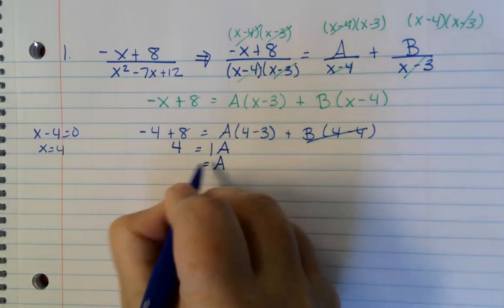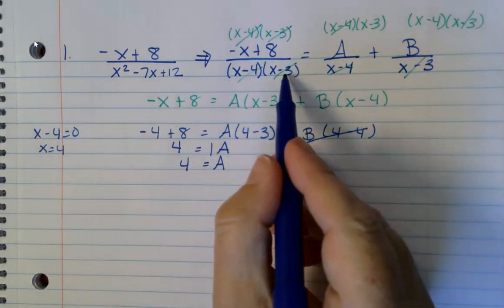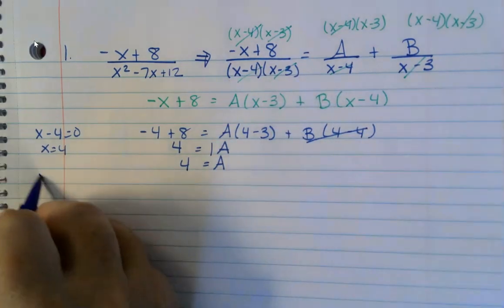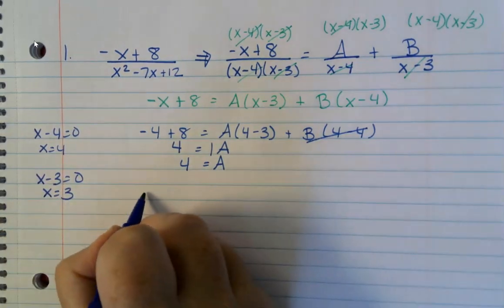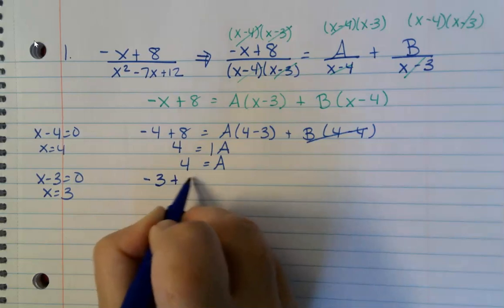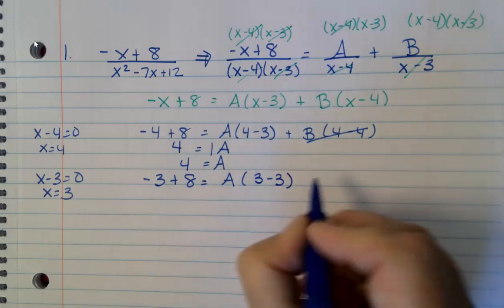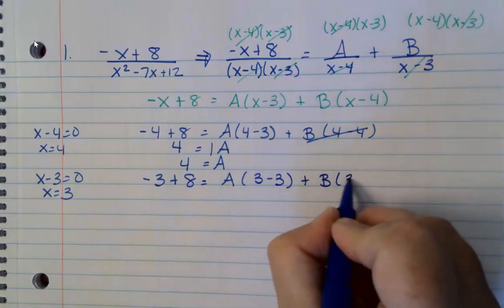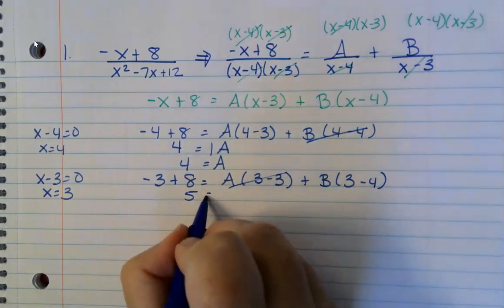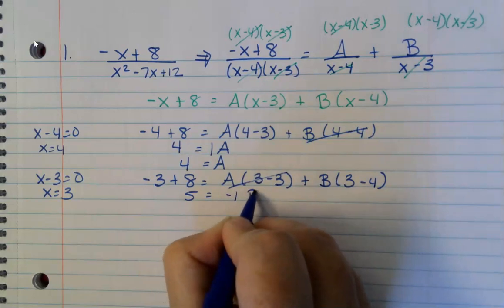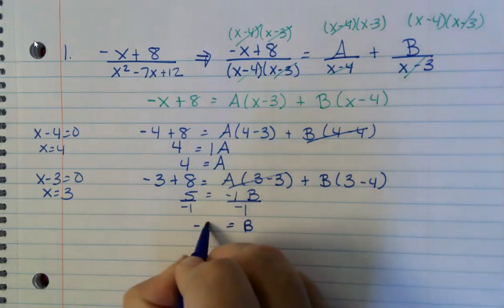So a equals 4. So now we're going to redo the x minus 3. We're going to do the same procedure here, but it'll be x equals 3. So it'll be negative 3 plus 8 equals a times 3 minus 3 plus b times 3 minus 4. So this gives me 5, cancels, and that gives me negative 1b. So we divide by negative 1, and b equals negative 5.